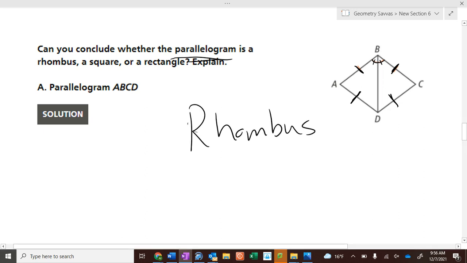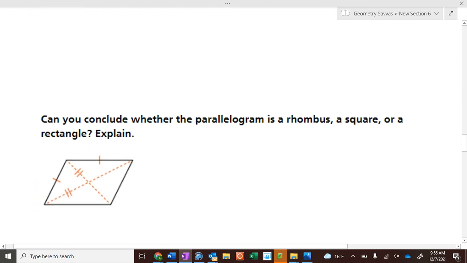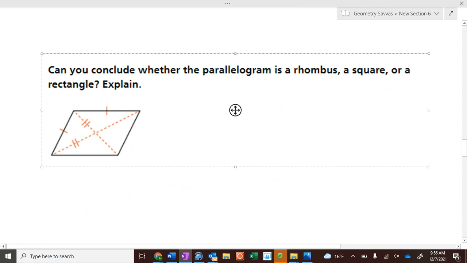If it had one right angle, then what would it be? Not just a rectangle, but a square. You want to be as accurate as possible. Yes. All right. What is this?